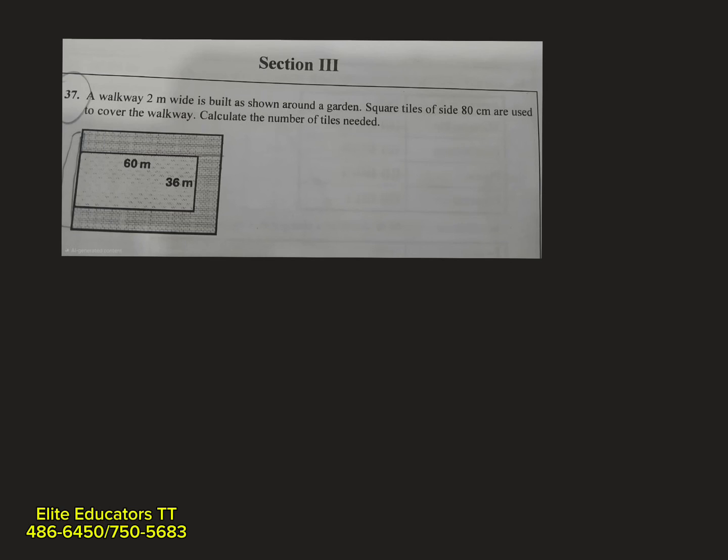So, a walkway 2 meters wide is built as shown around a garden. Square tiles of side 80 centimeters are used to cover the walkway. Calculate the number of tiles needed.